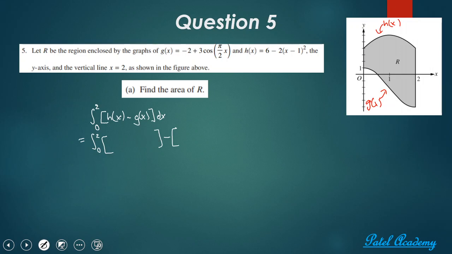In this case, our h at x is going to be 6 minus 2 times x minus 1 squared, and then minus negative 2 plus 3 cosine of pi over 2x dx. So this is equal to, well, I'm just going to take the entire integral first, so I get 6x minus, now x minus 1 squared, add 1, divide by the new power, so I get minus 2/3 times x minus 1 cubed.